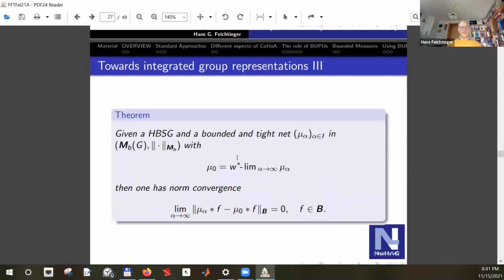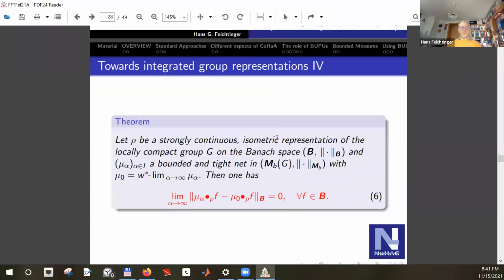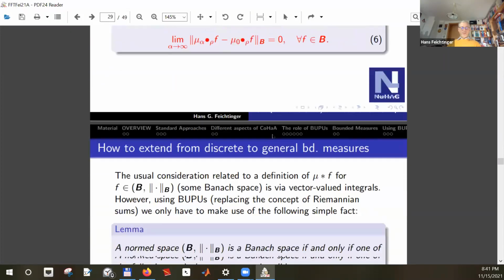So you see here, this is the main statement. If you have such a homogeneous Banach space with respect to the action of G, and you have a tight net which is weak star convergent, then this is turned into norm convergence. This is more or less the same in an abstract version.